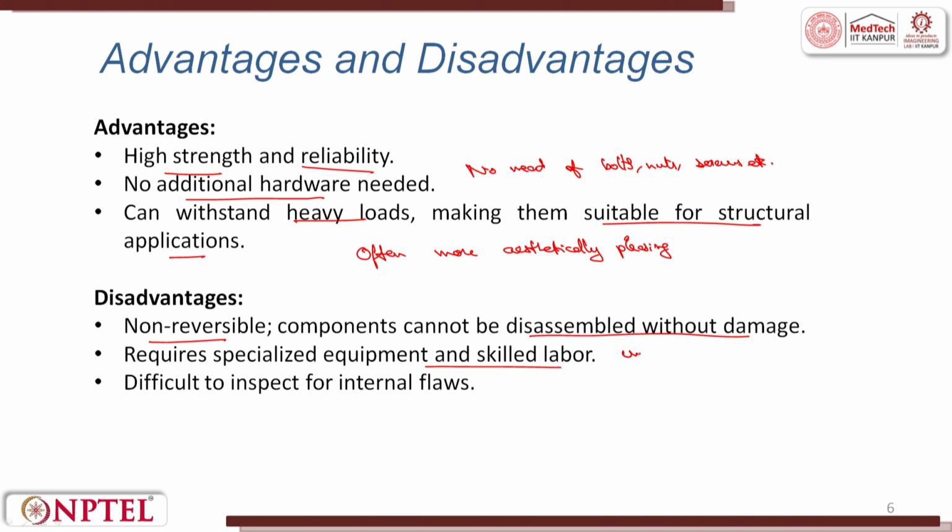These require specialized equipment and skilled labor. For example, in welding, training is required. So specialized skill is always rare. Difficult to inspect for internal flaws. Yes, for example, if a welding joint is there, detecting internal flaws is most of the time not possible.